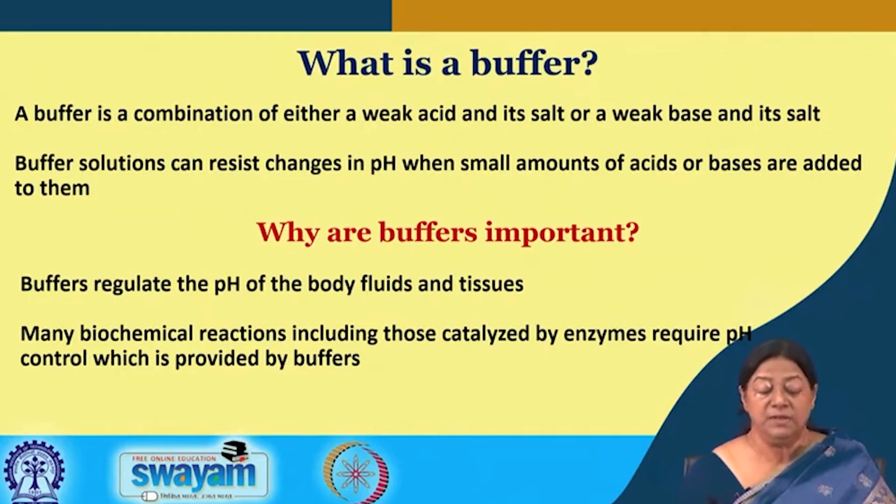Now, many biochemical reactions, including those catalyzed by enzymes, require pH control. Each enzyme has an optimum pH where it will work the best. An enzyme is a biological catalyst. We will see how enzymes work later. We will do specific experiments with enzymes, and we will see how the pH dependence is extremely important, much like the temperature dependence in the workings of a biochemical system.